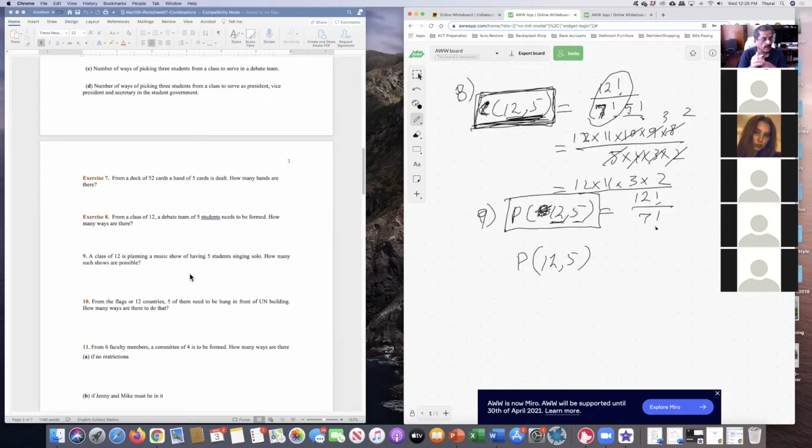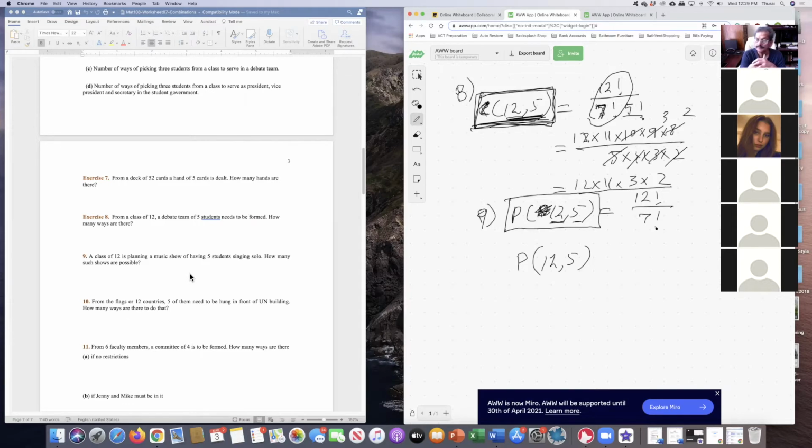All right, moving on. Going to problem 12. No, 10, sorry. 10, from flags of 12 countries, 5 of them need to be hung in front of the UN building. So they're going to hang 5 country flags in front of the UN building. So how many ways are there to do that is the question. Is this permutation or combination?